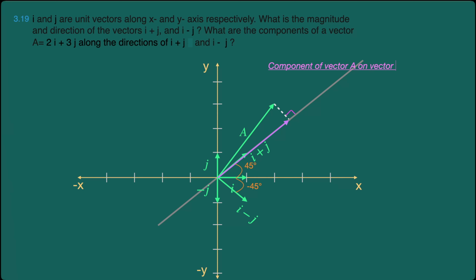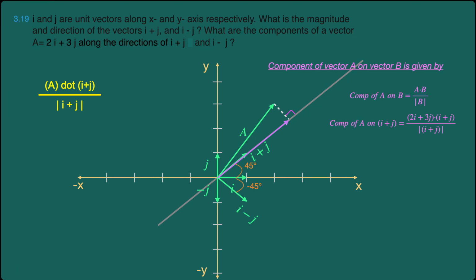The component of a vector A along another vector B is given by the dot product of A and B, divided by the magnitude of vector B. So, the component of A along i plus j can be written as vector A dot vector i plus j divided by the magnitude of vector i plus j. Substituting the values, vector A is 2i plus 3j, and the second vector is i plus j. So we have the dot product of 2i plus 3j with i plus j divided by the magnitude of i plus j.